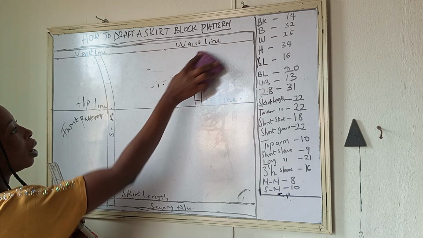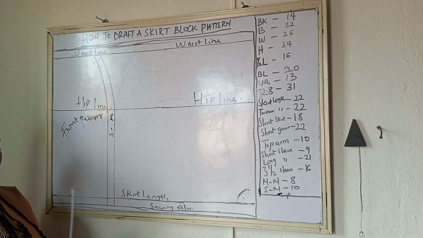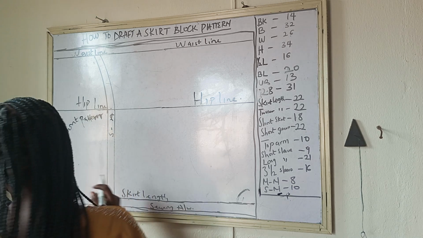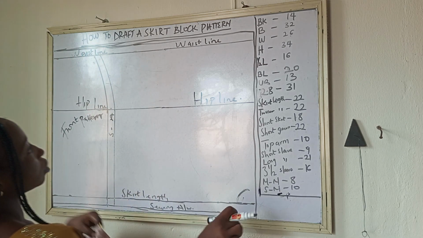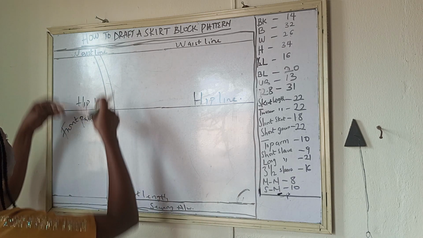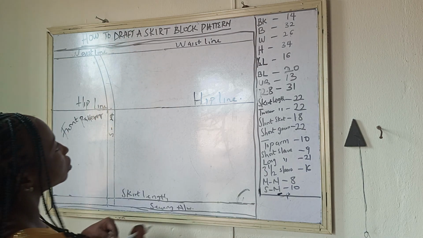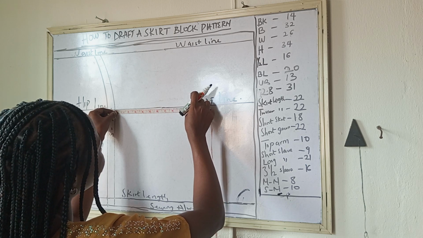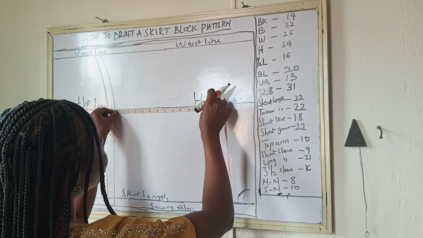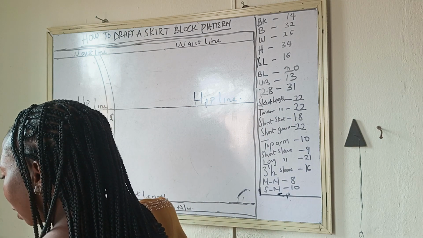So moving on to our back, everything we did here, we're going to be repeating here. So everything we have here is 7.5. Since I don't want to waste my board, let me just start my line from here.